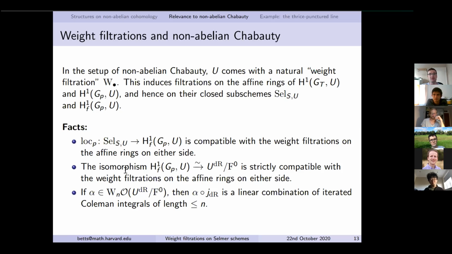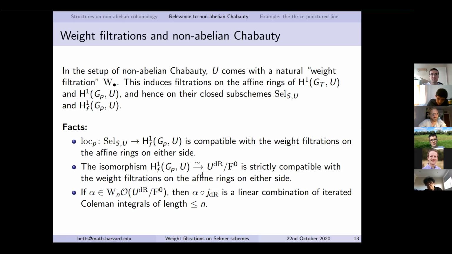The second assertion is that the de Rham fundamental group also admits a natural weight filtration, and this puts a natural weight filtration on the dual of this particular quotient of the de Rham fundamental group. And so our second assertion is that this comparison isomorphism between the local Selmer scheme and this quotient of the de Rham fundamental group is strictly compatible with the weight filtrations.